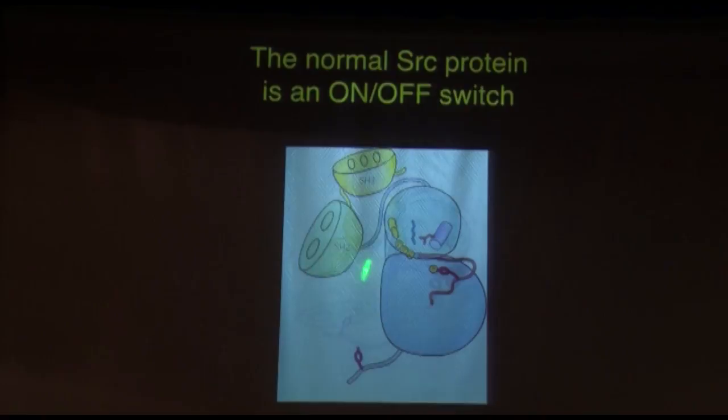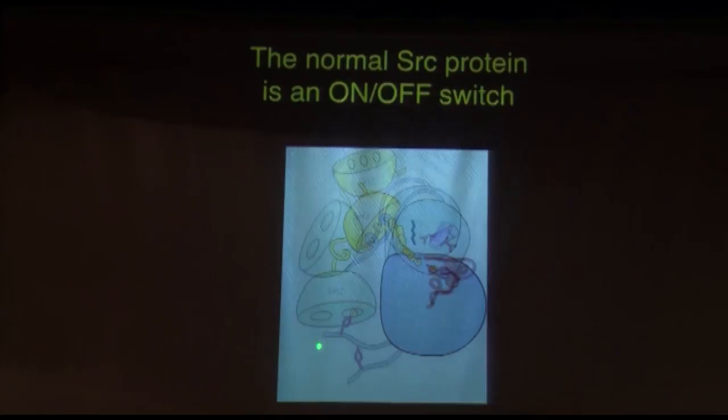This is off, this is on. When it's on, it can phosphorylate other proteins. And notice that in the off state, there's an interaction here, which also includes phosphate. So this tail interacts with this SH2 domain here, off, on.